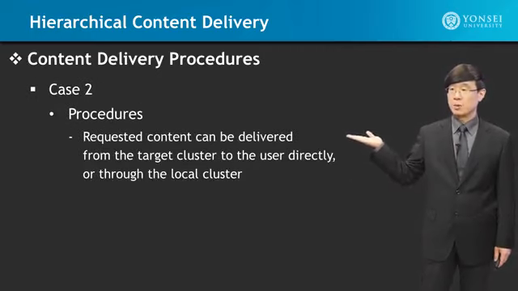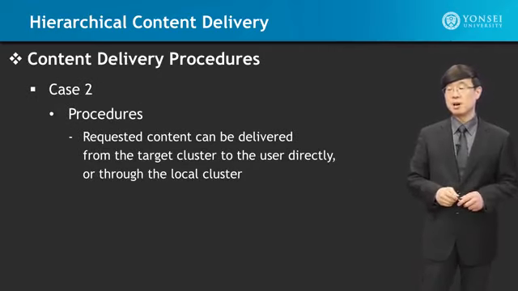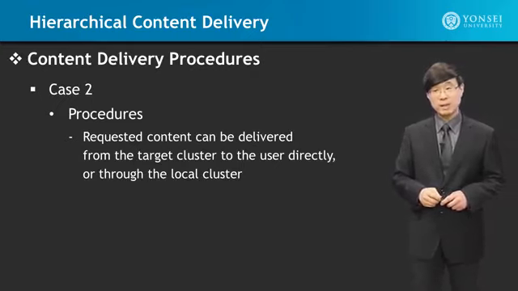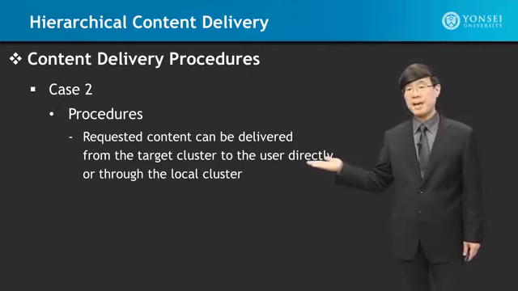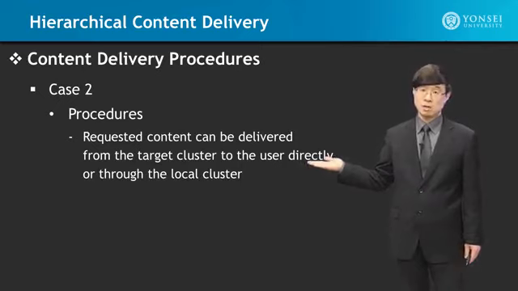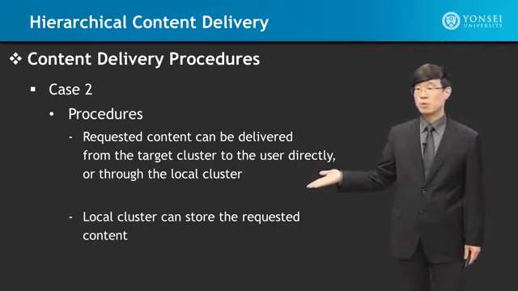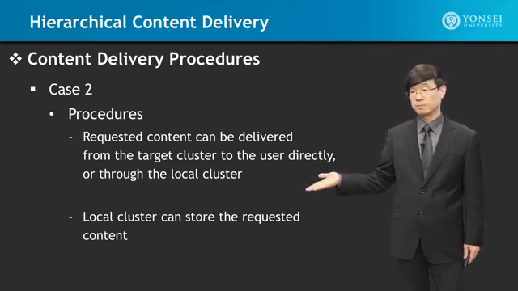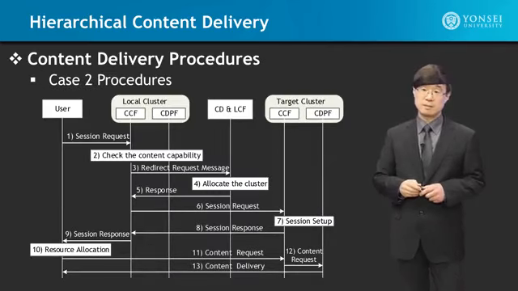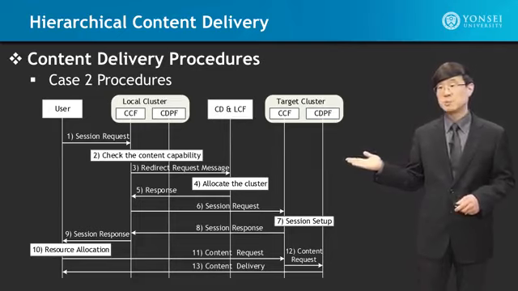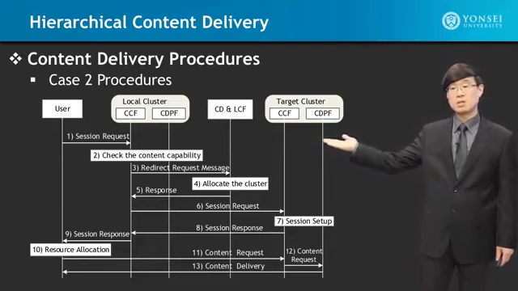Then the requested content can be delivered from the target cluster to the user directly, or it can pass through the local cluster, and the local cluster can deliver it to the user. The local cluster can store the requested content and deliver it to the user. The procedures are like this. Much more complex, and this is because the local cluster doesn't have it.